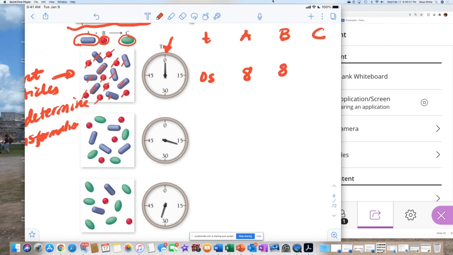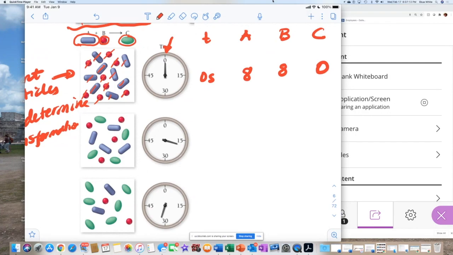How many amounts of C do we have? How many products do we have in the beginning? None, because the reactants have not reacted yet to make a product. So far, as far as the reactant is concerned, no products, no babies, no kids, right?